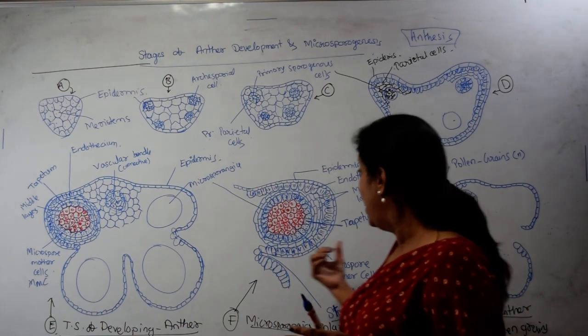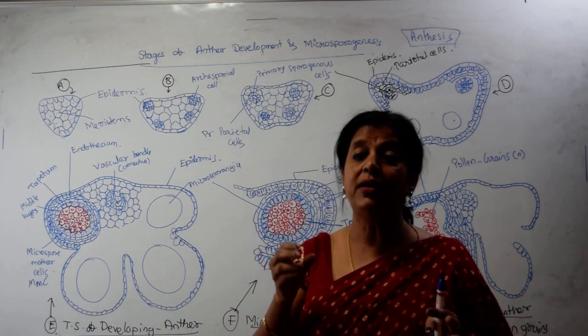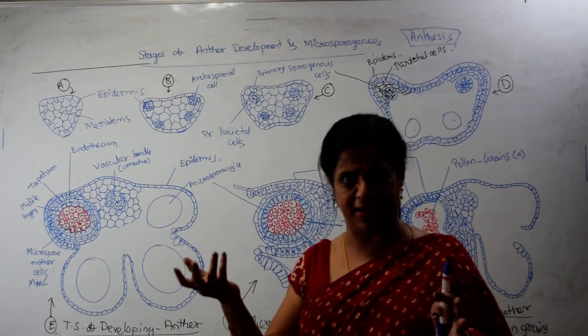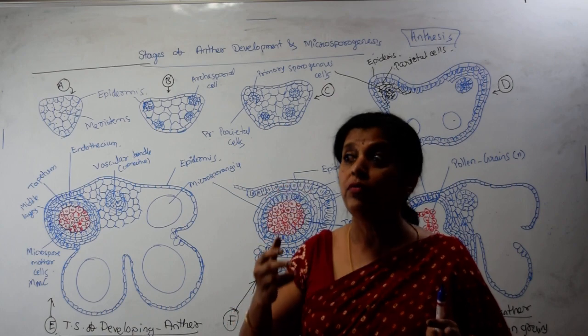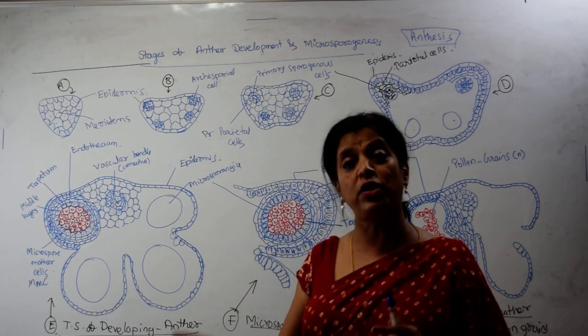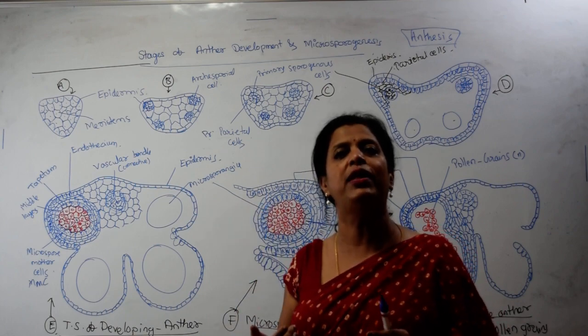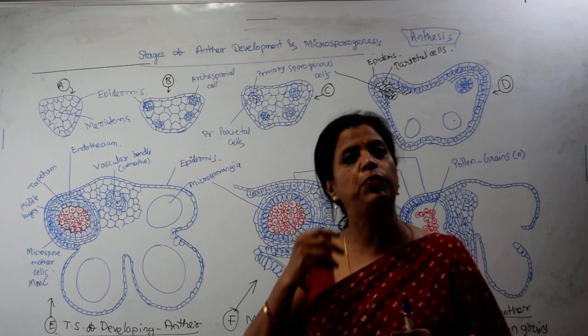Therefore, understand that anther dehiscence is an important property of plants, and once it dehisces, pollen grains are in the air. The pollen grains survive for years, thousands of years, till today we are getting fossils of only pollen grains. So beautiful they are. Why? Because they have a resistant material called sporopollenin.